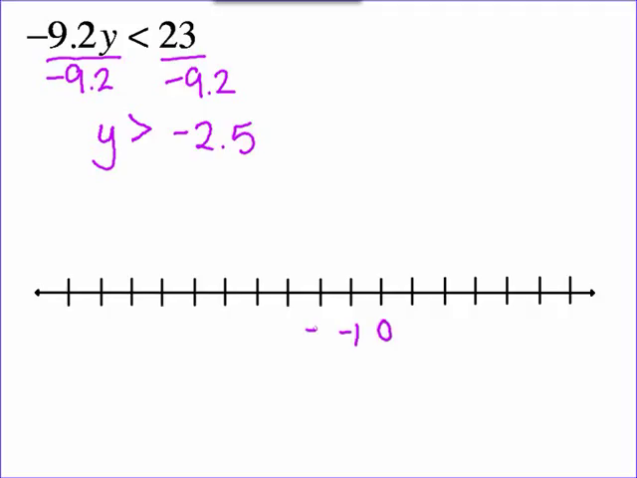Ideas? Negative 2.5, you're just going to go halfway between the negative 2 and the negative 3. And what type of circle? Open. So if you wanted really, you could put a little arrow and then say that that's what it in fact equals. Which way am I going to shade? To the right. So now notice my variable is listed first. Look at the way the inequality is going, and then that should tell you again how you can shade. Questions so far?